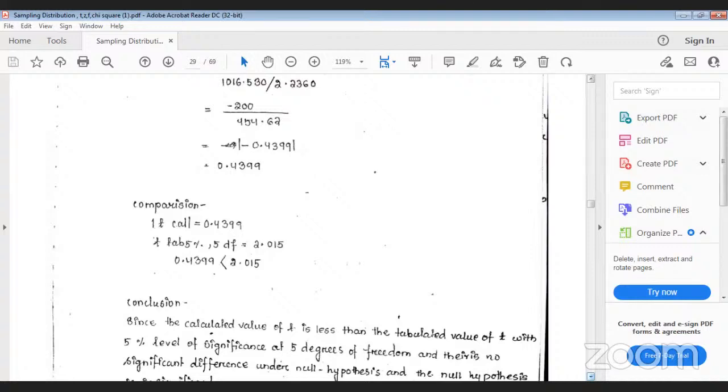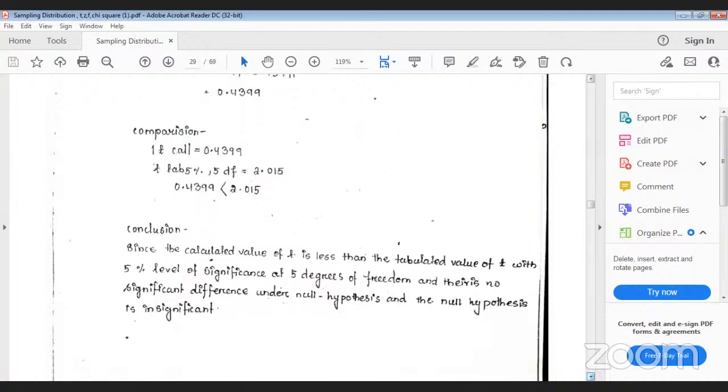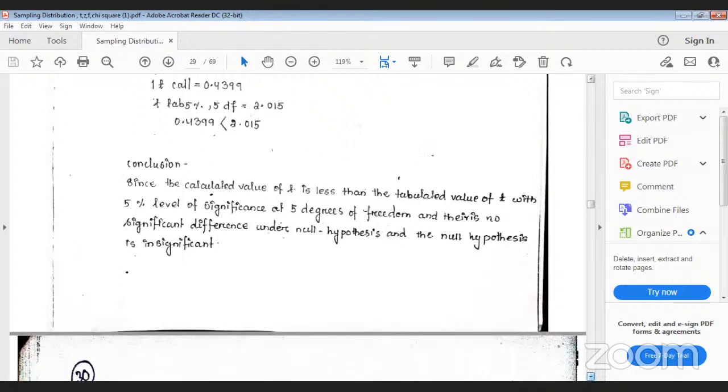And now you compare: 0.4399 is less than 2.015. That means we may accept the null hypothesis. So there is no significant difference under the null hypothesis. Whatever mu you have taken, that 3500, the population mean, that is the average sales of the company or whatever, it is rupees 3500. Okay, true. It is a true statement.